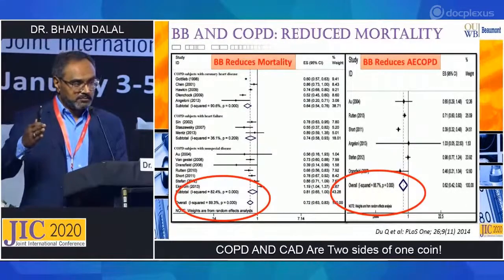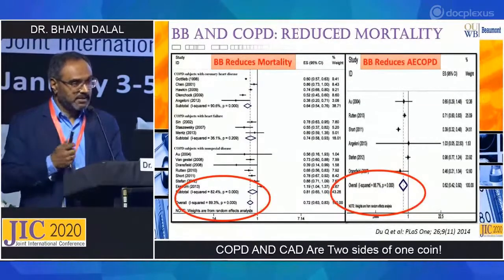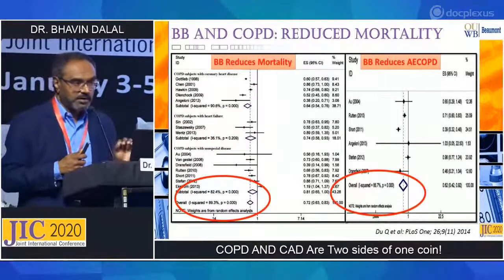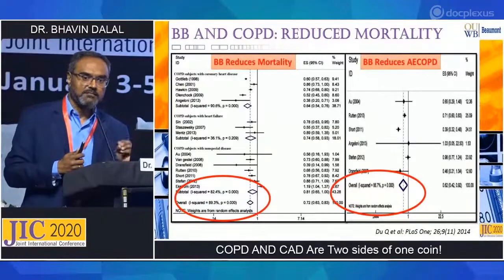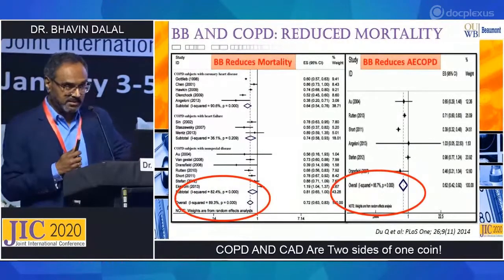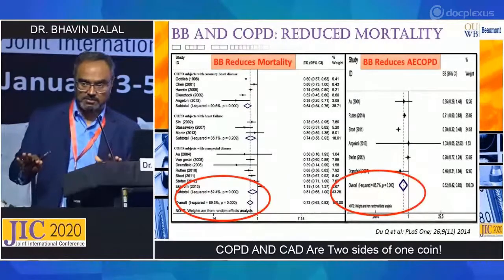Now, I would like to highlight the statement which I highlighted before, that all these people did get a benefit if they had coronary artery disease or hypertension or heart failure, meaning the indication for the beta blockers was present. COPD itself is not an indication for beta blocker therapy.